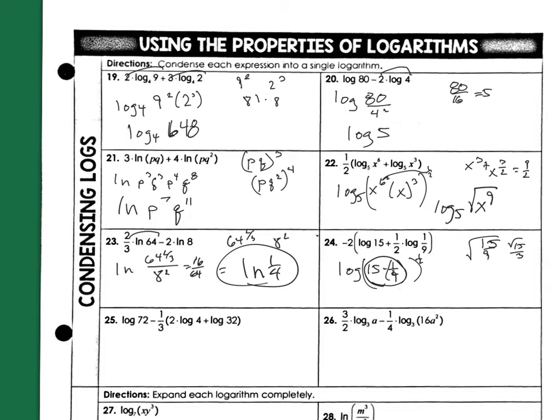Oh, 15 isn't to the 1/2 power. That's what I'm messing up. Sorry. 15 is to the -2nd power. This is to the 1/2 power, and then the whole thing is to the -2nd power. Okay, that's going to be a lot easier. That's good. So let's get rid of this. Sorry.